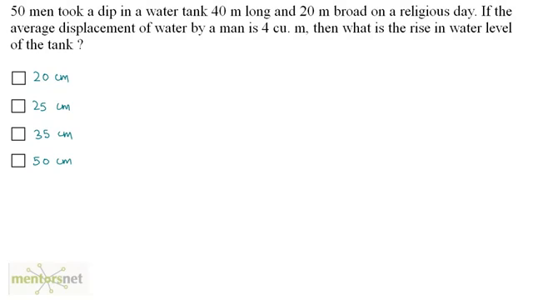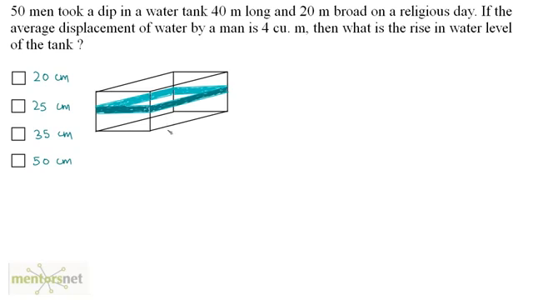50 men took a dip in a water tank 40 meters long and 20 meters broad on a religious day. If the average displacement of water by a man is 4 cubic meters, then what is the rise in water level of the tank? So this is the tank in which 50 men took a dip. Let us say that the height of water that rose is h. Now we can get this height by calculating the volume of water that is displaced. In other words, we have to calculate the volume of this shaded cuboid.